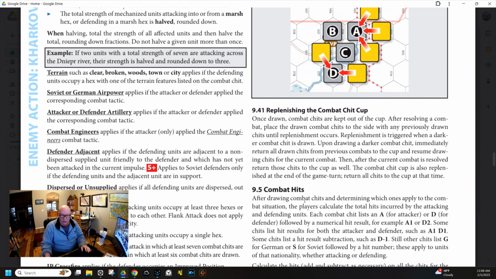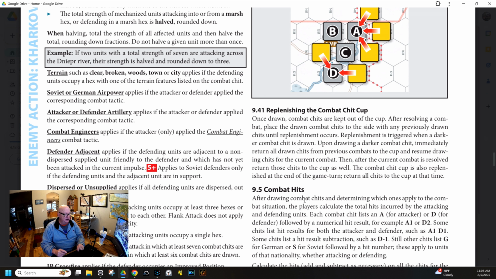Replenishing the combat chit cup. Once drawn, combat chits are kept out of the cup. After resolving a combat, place the drawn combat chits to the side with any previously drawn chits until replenishment occurs. Replenishment is triggered when a darker combat chit is drawn. Upon drawing a darker combat chit, immediately return all drawn chits from previous combats to the cup and resume drawing chits for the current combat. Then, after the current combat is resolved, return those chits to the cup as well. The combat chit cup is also replenished at the end of the game turn.